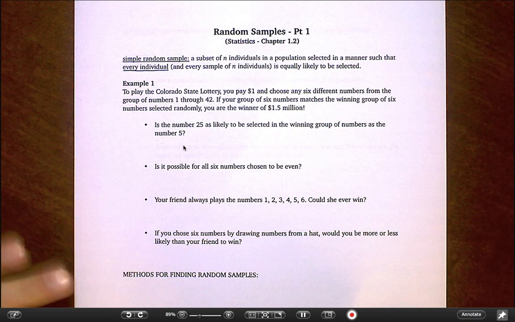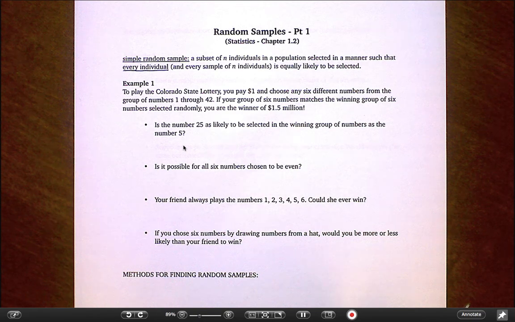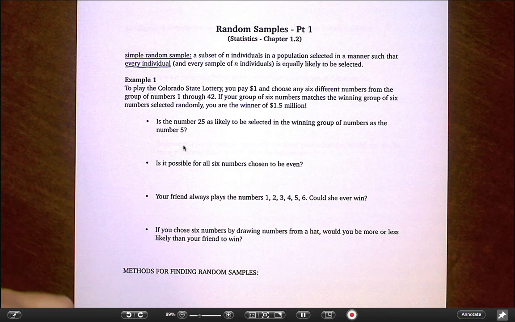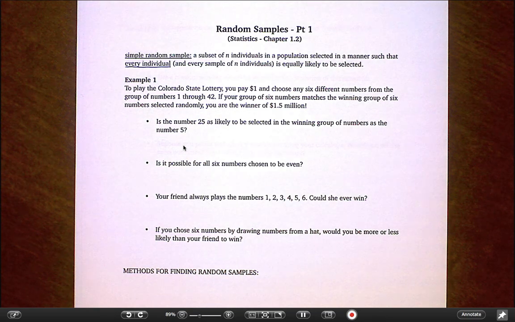So this first question kind of just focuses on the concept of that random sample. Then we're going to talk about ways to find it and do some simulations with it. So looking at the Colorado State Lottery, you pay $1, you choose any six numbers from 1 through 42. If your group of six numbers wins, you win $1.5 million.